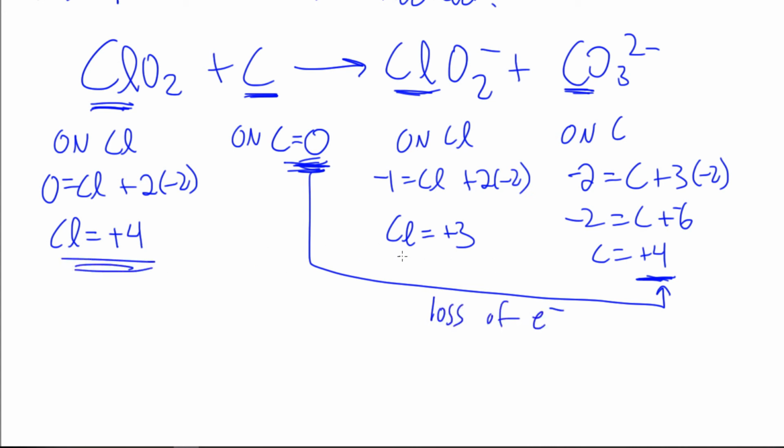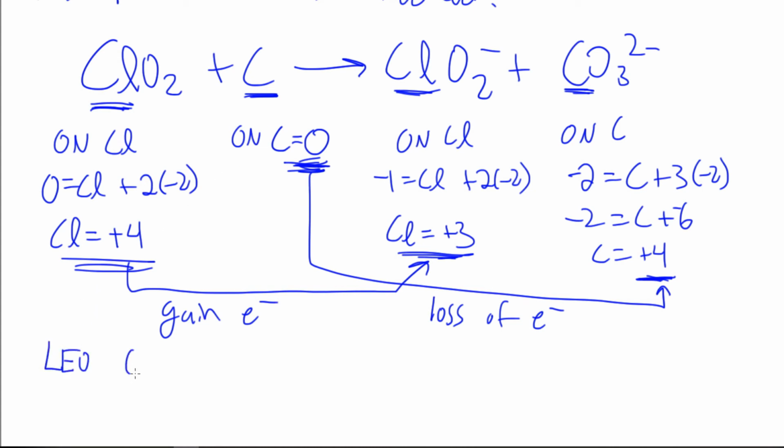Here, this one, that is a gain of electrons. So the one that's getting reduced is the one that is gaining electrons, right? Leo the lion says grr. So gain of electrons is reduction. So this chlorine is getting reduced because it is gaining an electron.